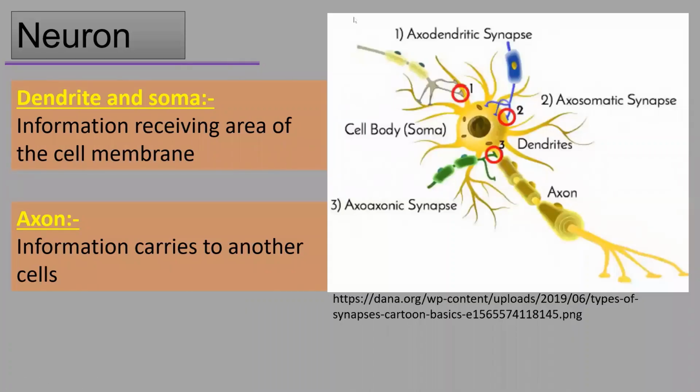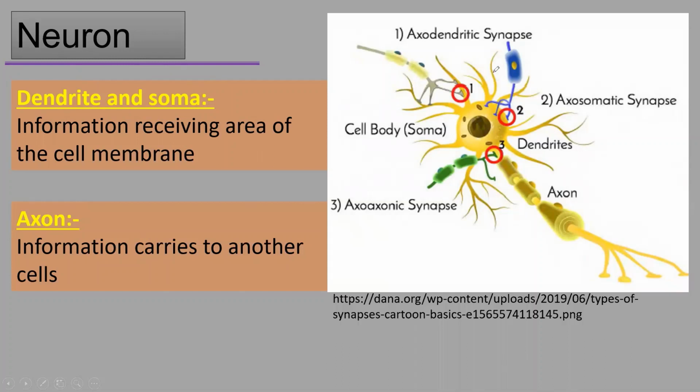So the neuron has dendrites and a soma, which are mainly the information receiving area. They receive the information, and the neuron is excited or inhibited. So these areas, the dendrites and soma, receive information mainly from other neurons. Then the axon: if the neuron is excited, the axon takes the information to other cells.